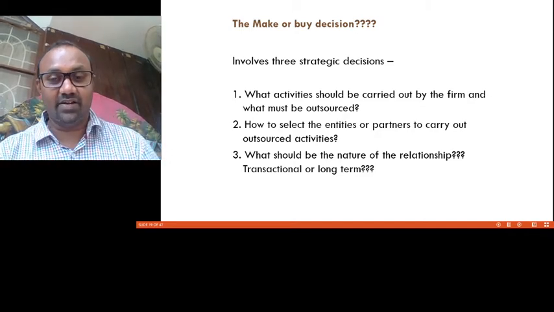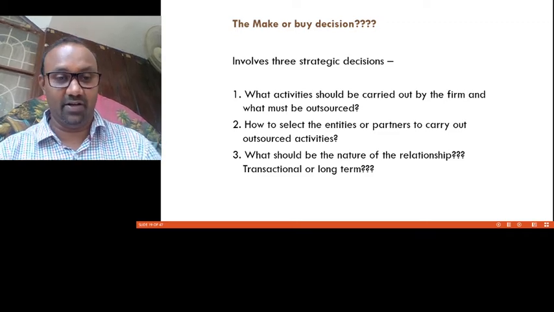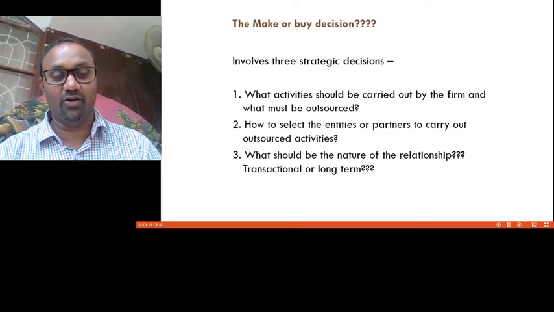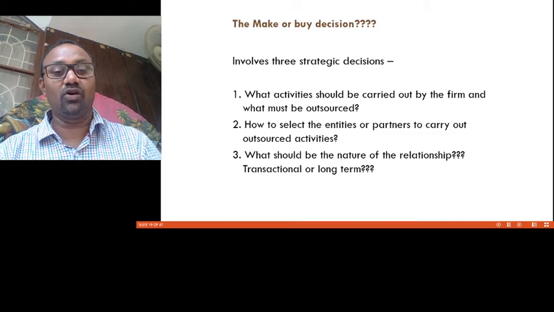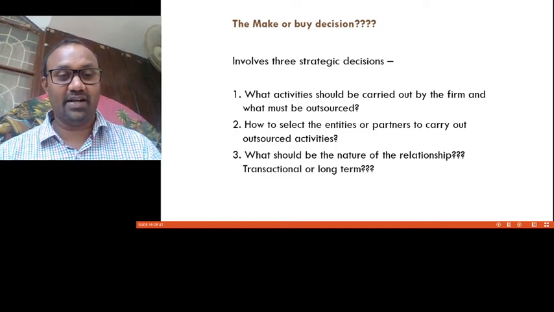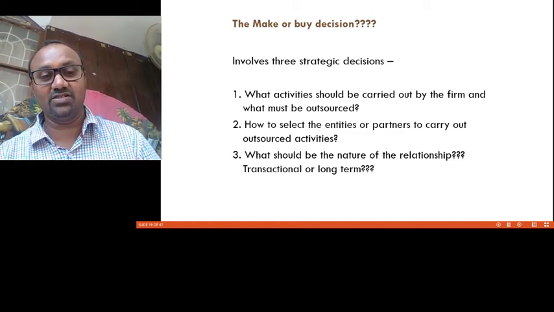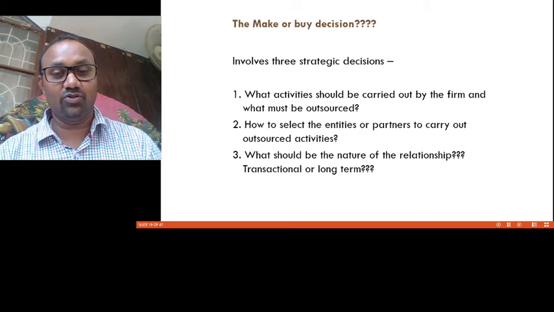So the three strategic questions that they will have to ask or make a decision upon is, the first question that any organization that wants to get into global outsourcing needs to ask is, what activities should be carried out by the firm and what should be outsourced. So you need to enlist all your business activities and then find out which of these activities are very critical and crucial for your organization, and which are the activities that are not critical and crucial.